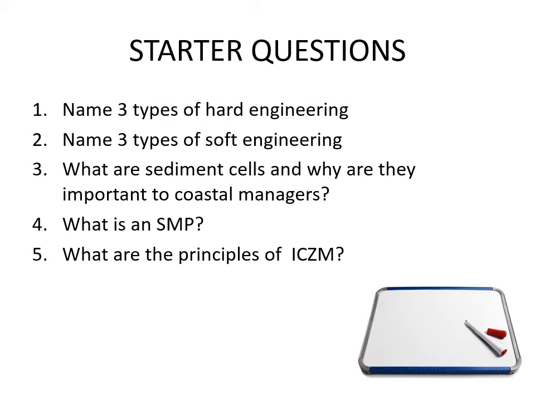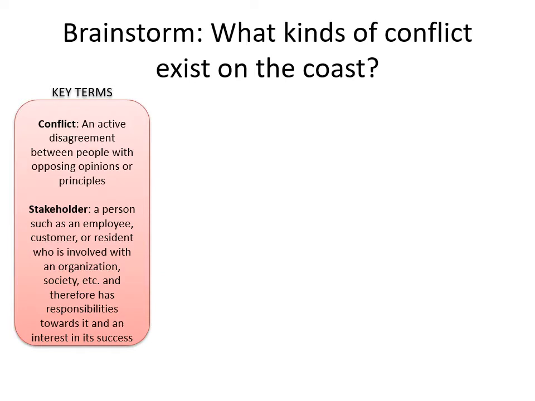But let's have a look more at conflict now. So 2 key terms you'll need to copy down: what a conflict is, and that's an active disagreement between people. It is not, okay, shooting or beating someone up. That is an extreme form of conflict. A conflict is any sort of disagreement in geography. And then a stakeholder is a person who basically has a view about an issue.